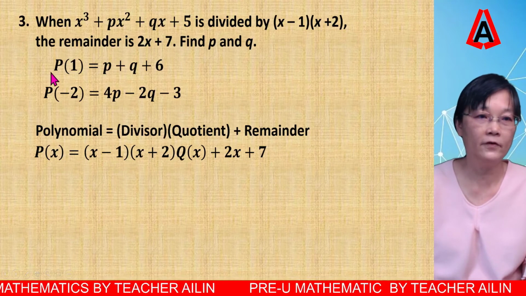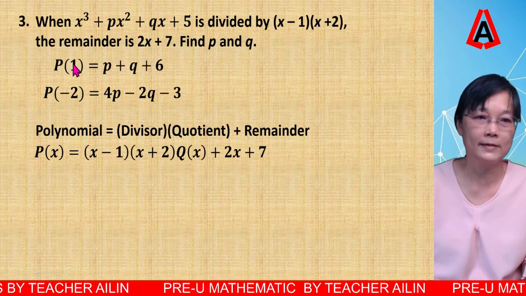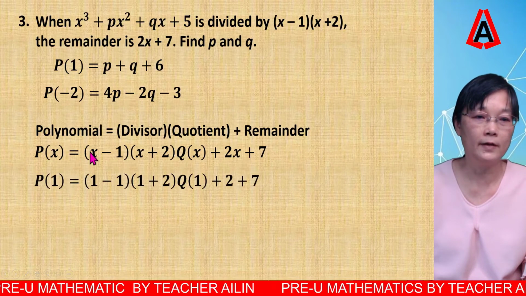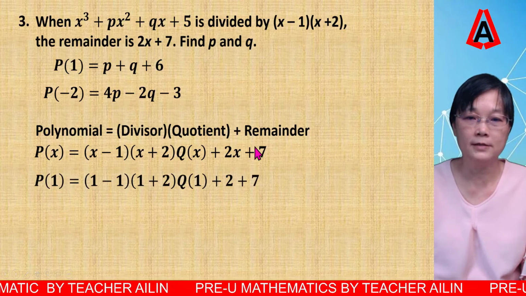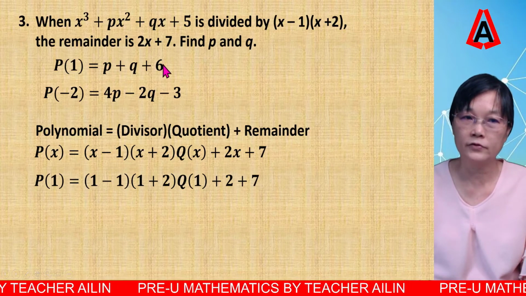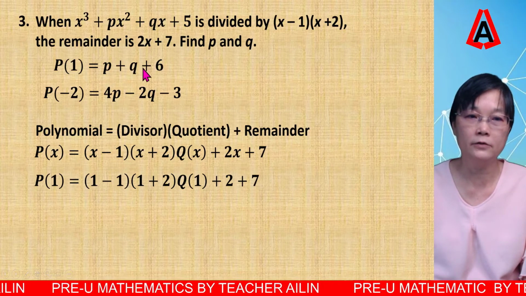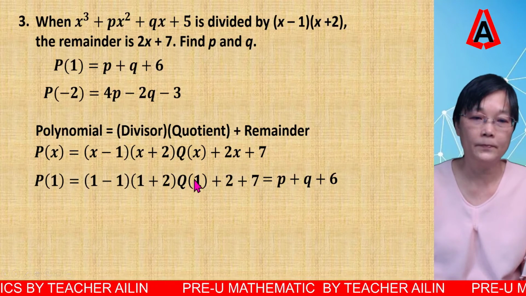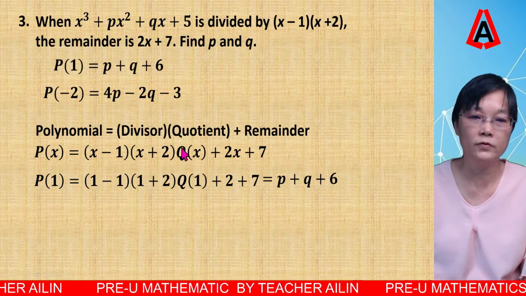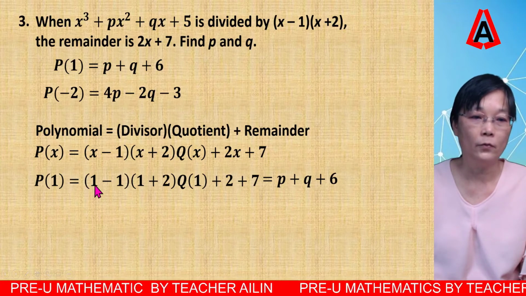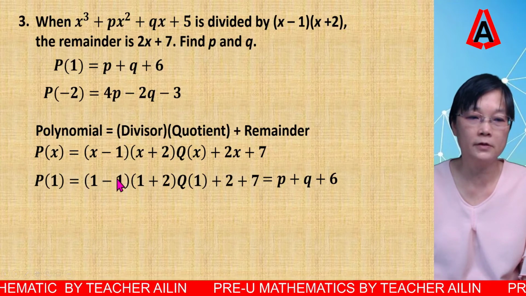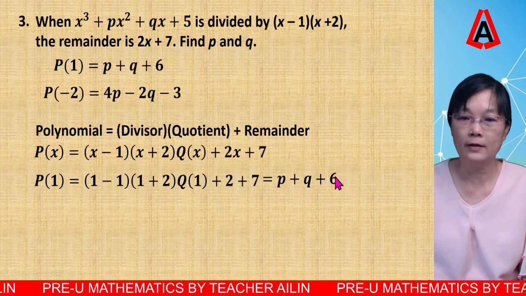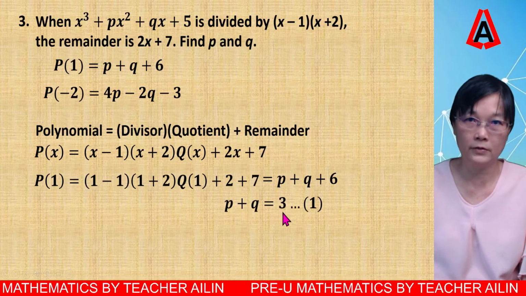Now, from the first piece of information, I'm going to substitute x with 1 into this equation. When I substitute x with 1, I know that the result should be equal to p plus q plus 6. So I write down the result on the right hand side. For this part, even though we do not know the quotient q(x), 1 minus 1 is equal to 0, so the whole part is equal to 0. When I simplify, I get p plus q equals 3.